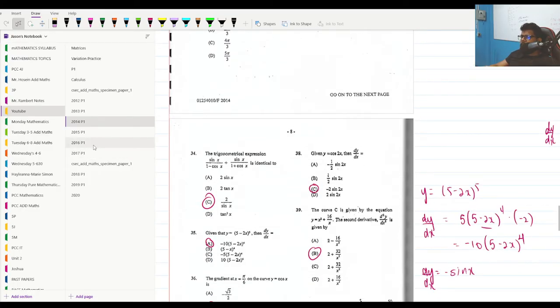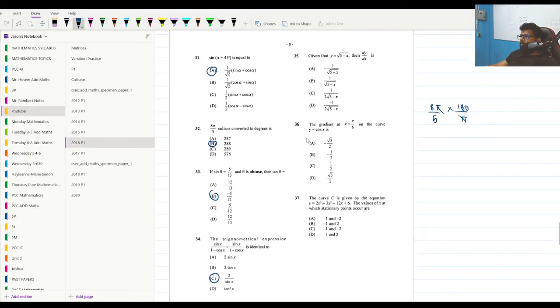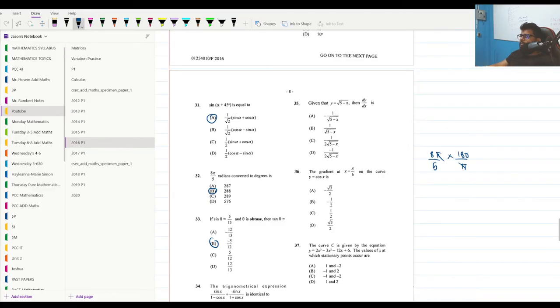Yeah, same thing. Sin x over 1 minus sin x, plus sin x over 1 plus sin x, plus 2 over sin x. Not a repeat, so you've got to work it out.